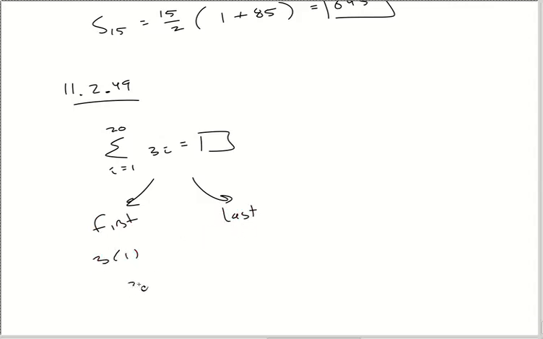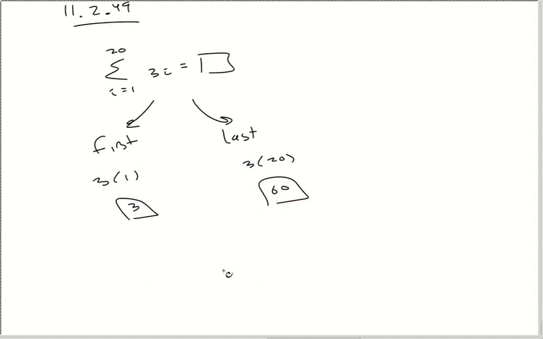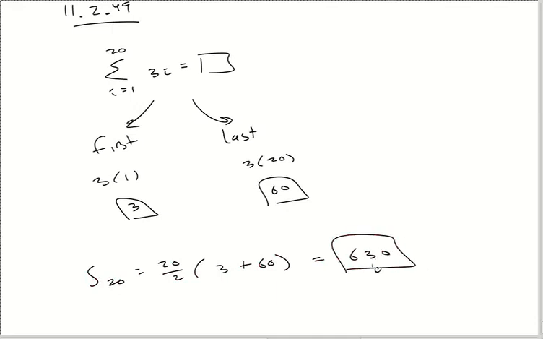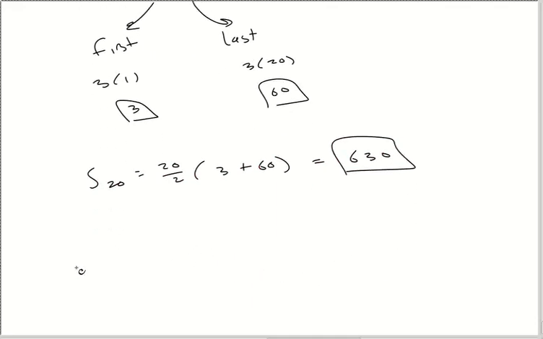3 times 1, it's 3. And then we got 3 times the 20 is 60. See, it's not hard to do this. And since we're already here, my sum for the first 20 terms is going to be 20 over 2. And then 3 plus 60, you end up with a 630. And we're done. Next problem, 11, 2, 63.